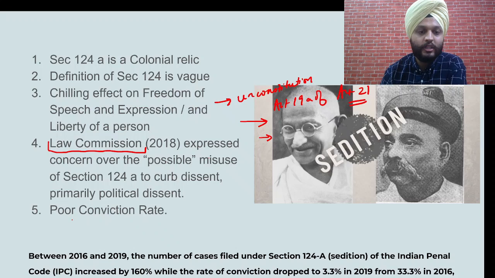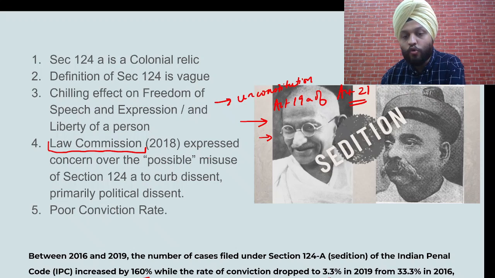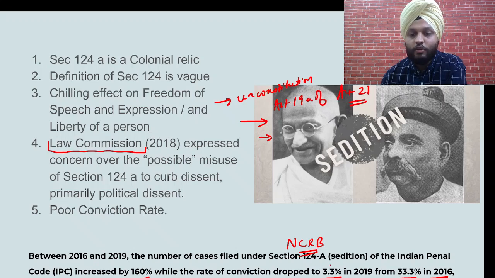So coming to the fact with respect to poor conviction rate, between 2016 and 2019, the number of cases filed under Section 124A, sedition that is, increased by 160%, while the rate of conviction dropped to 3.3% in 2019 from 33% in 2016. So this is NCRB data, National Crime Records Bureau. This is with the Ministry of Home Affairs. Okay. So 3.3% from 33.3%.